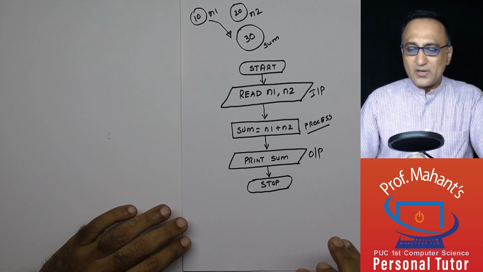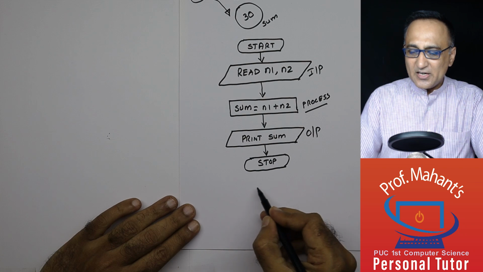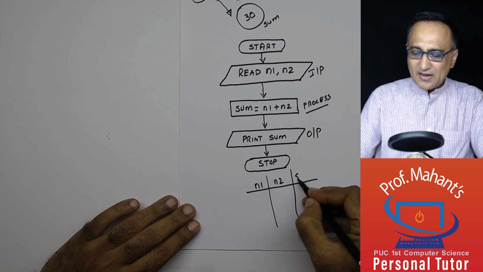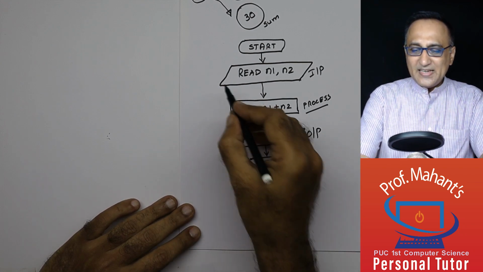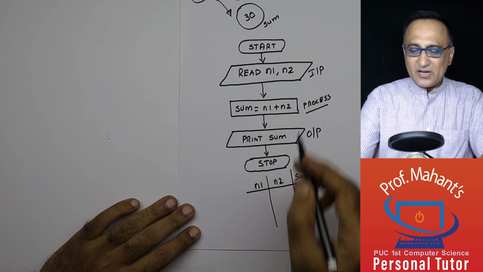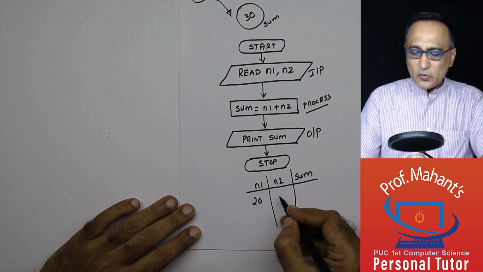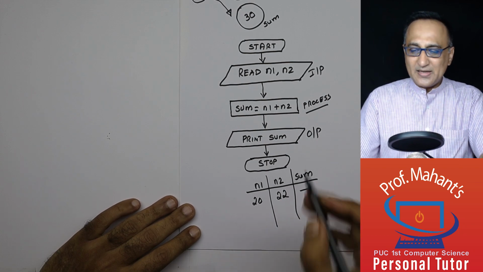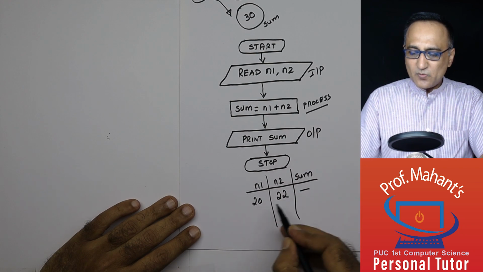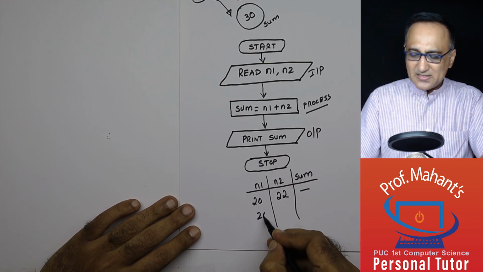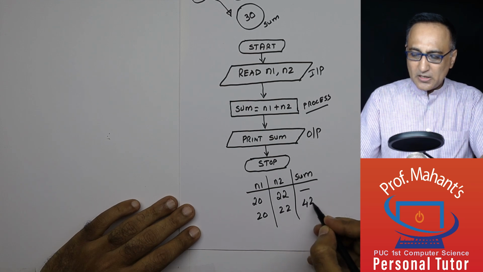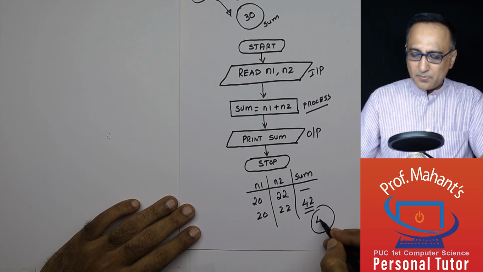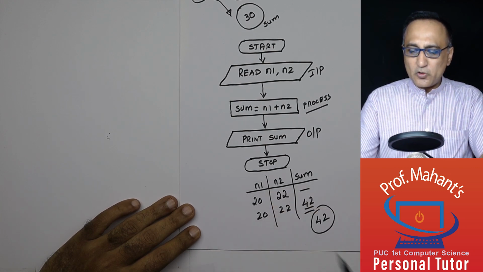Now you cannot really be sure that the logic of the flowchart is correct. So what you should always do is, for all variables, create a column and at each step see what happened. Initially, n1 and n2: let us say I read 20 into n1 and 22 into n2. At this moment I do not have sum. In this process, sum is n1 plus n2; n1 and n2 remain as they are, but sum now becomes 42. Now I am going to print the sum, so 42 is going to be printed on your screen, and then I am going to stop.